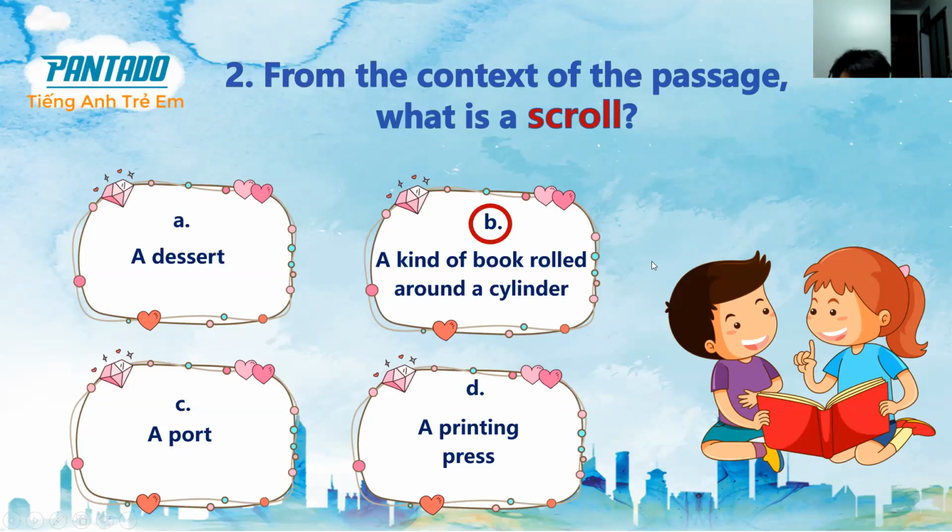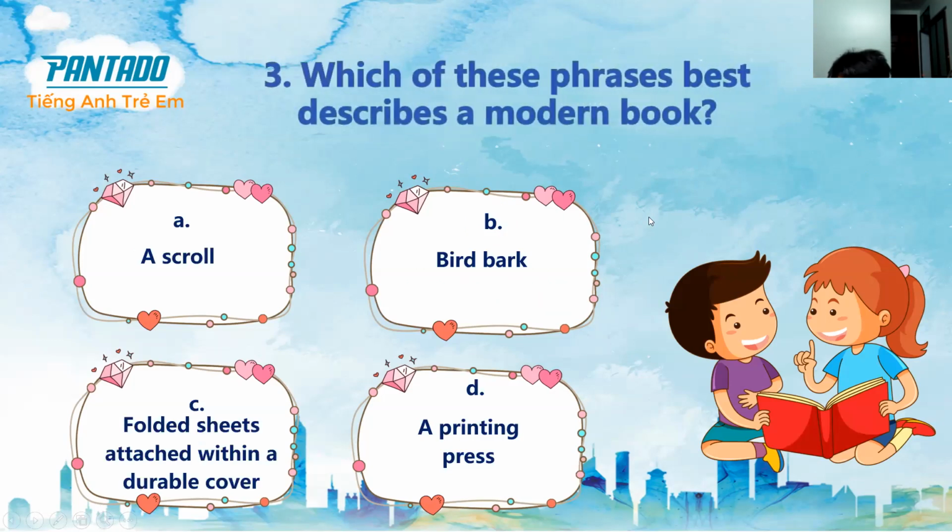A scroll is a kind of book rolled around a cylinder. Okay. Which of these phrases best describes a modern book? A scroll, birch bark, folded sheets attached within a durable cover, or a printing press?